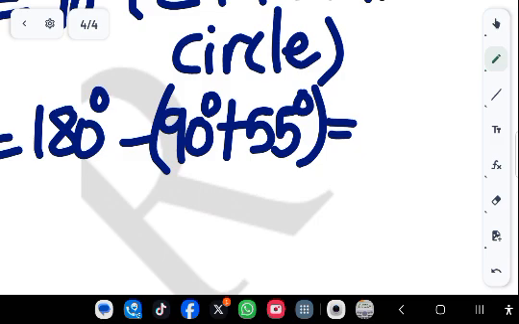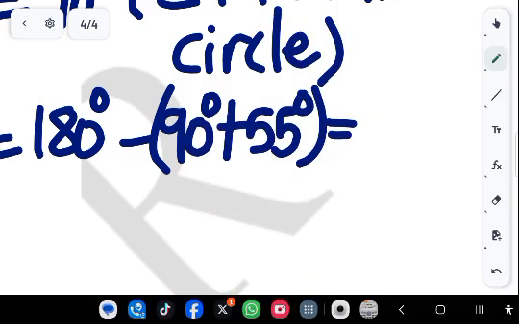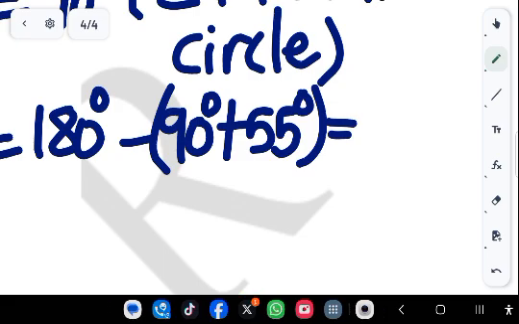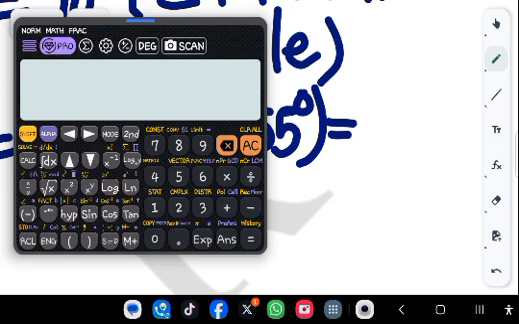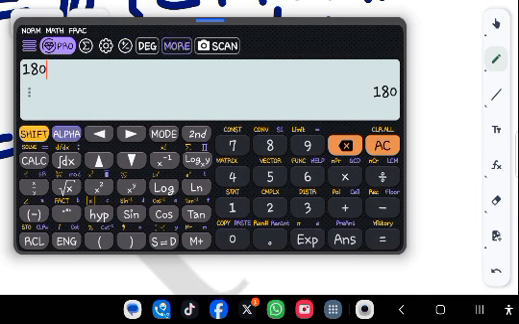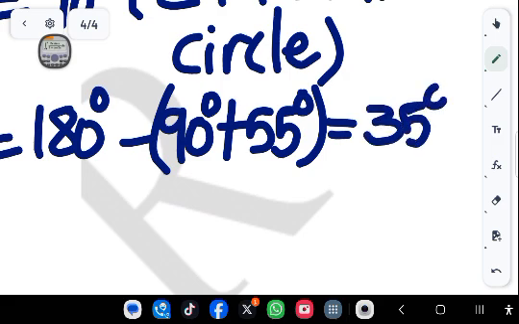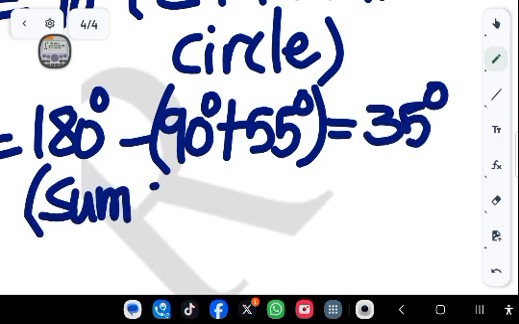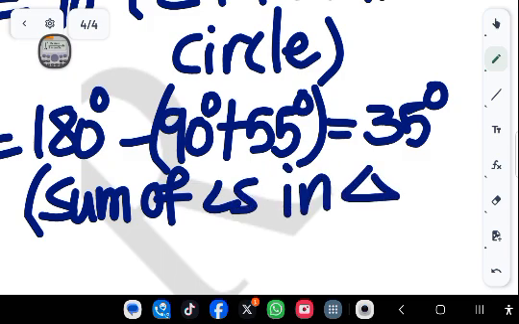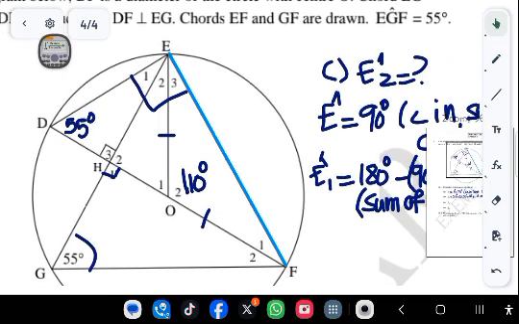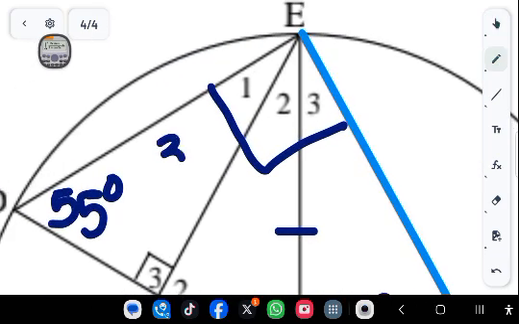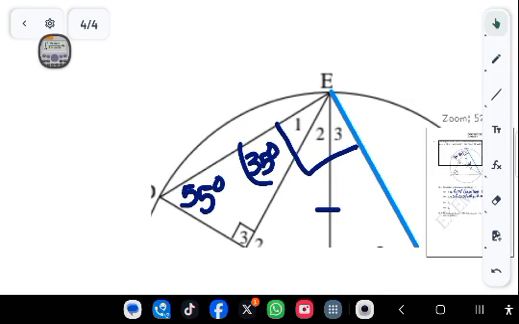Take out a calculator: 180 minus in bracket 90 plus 55, and that gives us 35 degrees. So that is 35 degrees, and the reason is sum of angles in a triangle. Let's pencil it in. Always pencil in whatever answers you get.